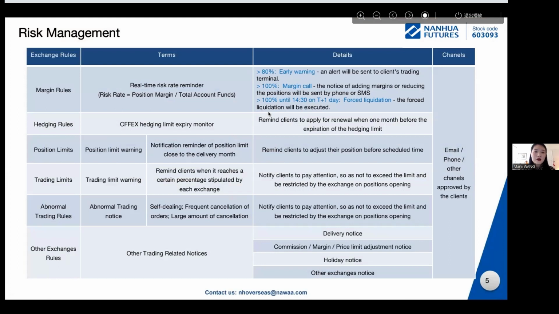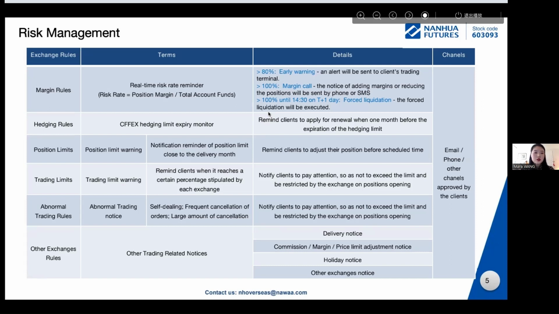So here I go directly to our trading firms' most important question, which is always risk management at first. In China, we have many special exchange rules, for example, margin rules, hedging rules, position limits, and trading limits. For new foreign investors, if you are not very familiar with these, no problem at all. We can help you set up a course to introduce them to you one by one.